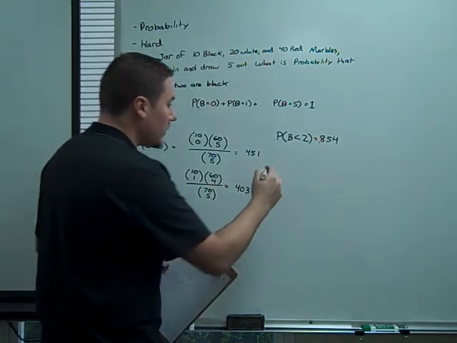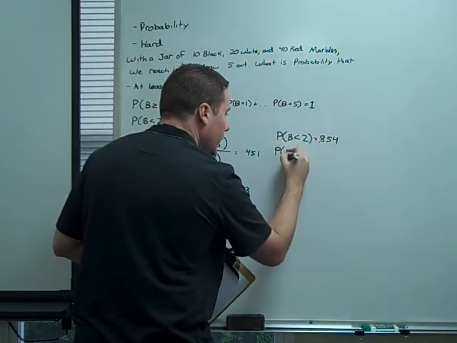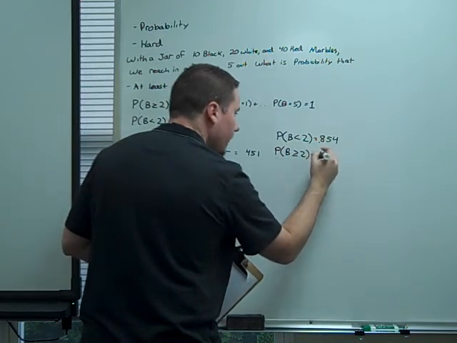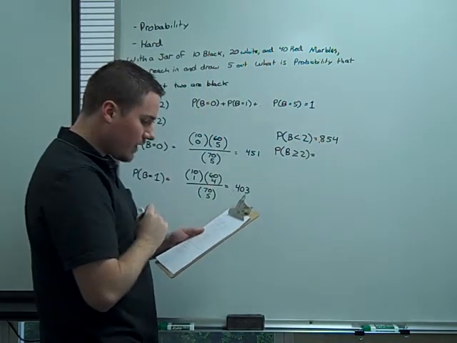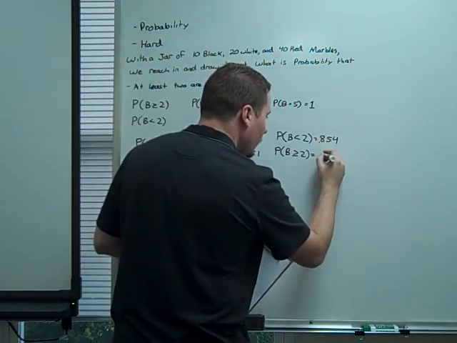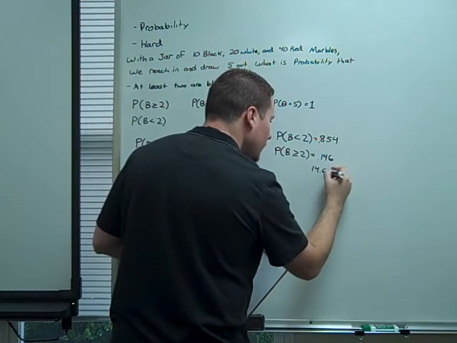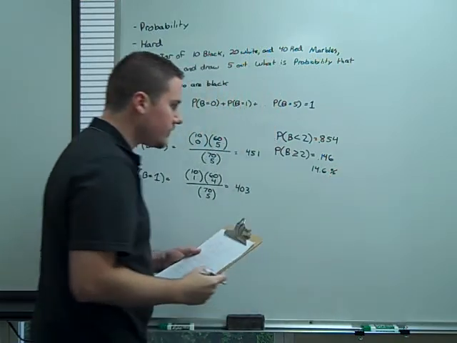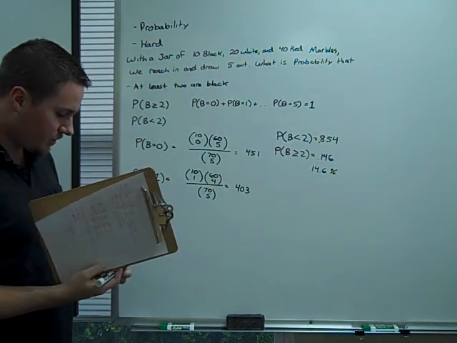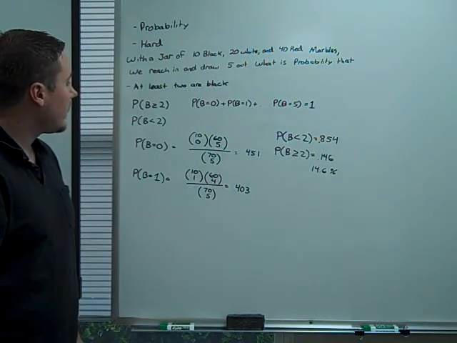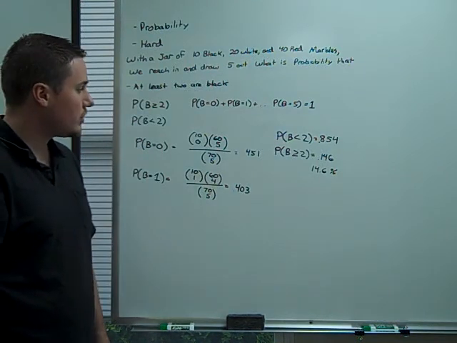Now, we wanted to know the probability that black was greater than or equal to 2. Well, that equals 1 minus that, which is 0.146, or about 14.6%. So that is the percentage, that is the chance of drawing at least 2 black marbles.